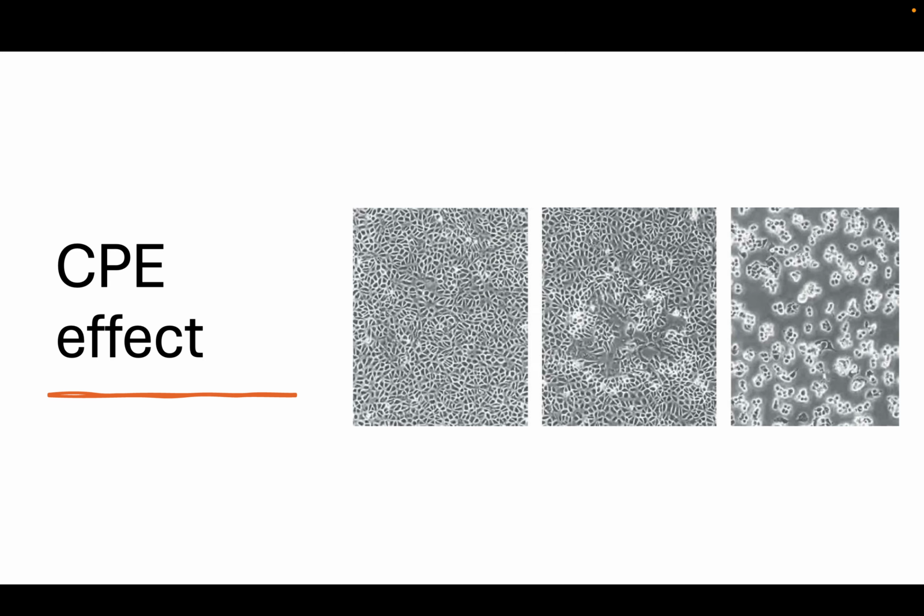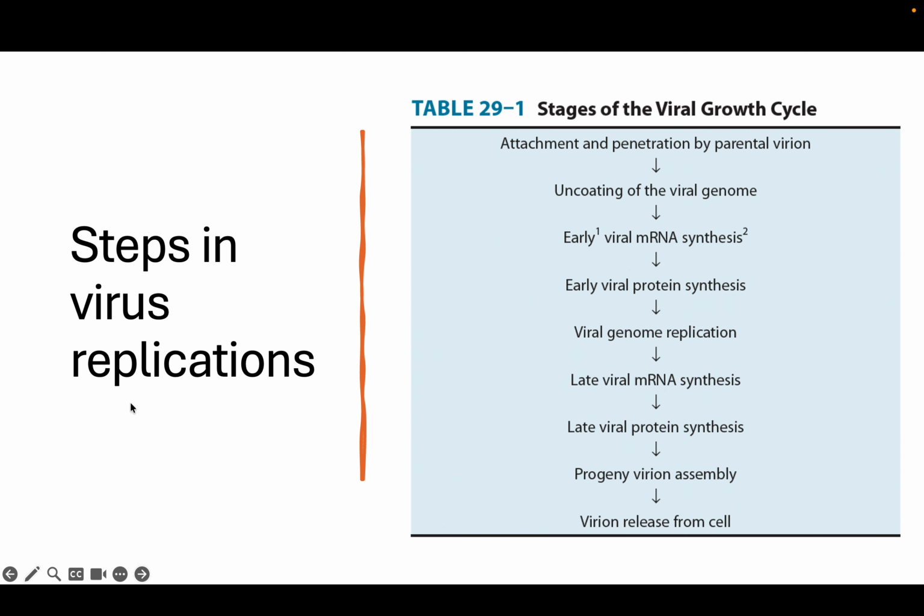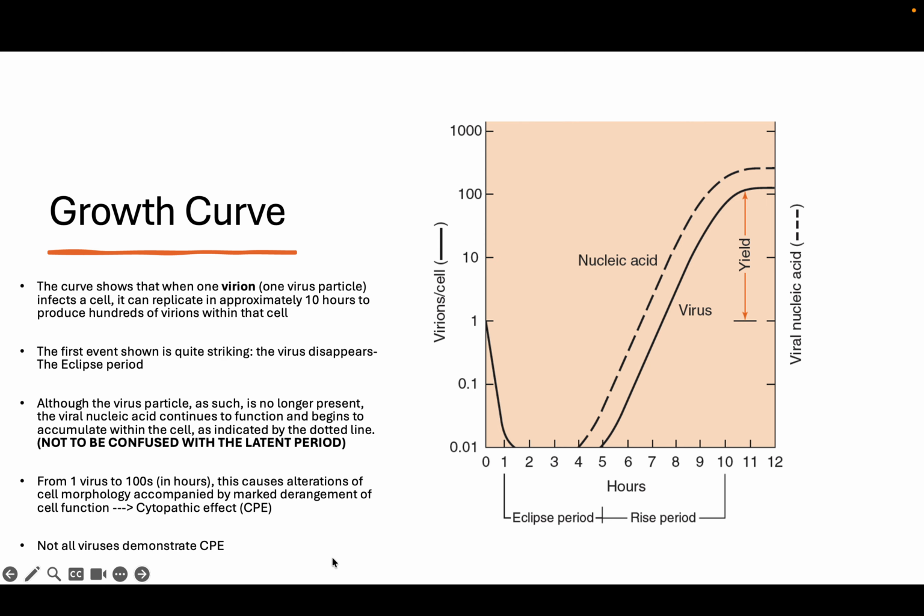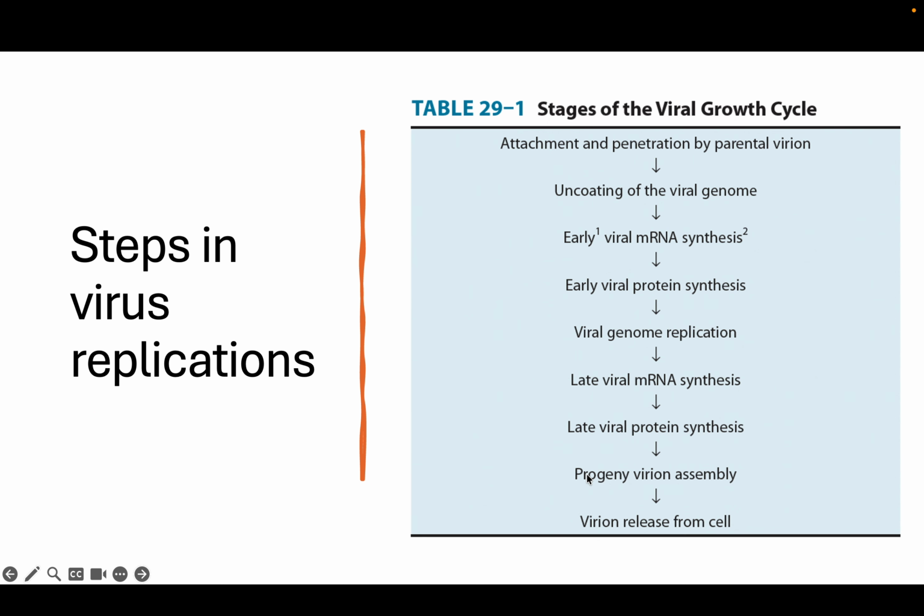So this is what some of the viruses can cause. Remember, some viruses can cause the CPE, the cytopathic effect, and some don't. Some of them can just not do anything to the cell morphology. So now we saw the whole replication of a virus in a curve. Let's look at it in a step manner.